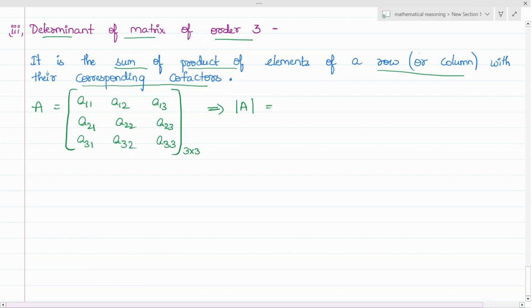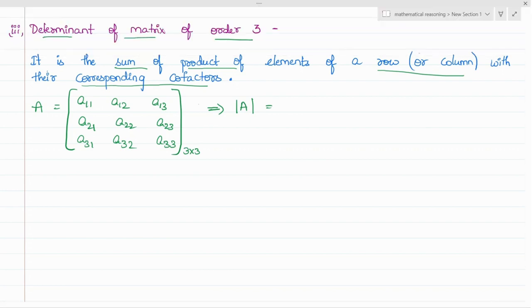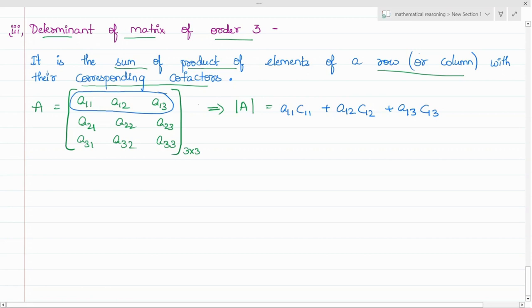So first take a row or a column. Choose any row or a column. Like let me choose this first row. Now first we need to do the sum of the elements of a row, that is like this. And to these elements, we need to do the product of the corresponding cofactors. So what are the corresponding cofactor of A11? That is C11. For A12, it is C12. For A13, it is C13. So this is how we calculate the determinant of A.